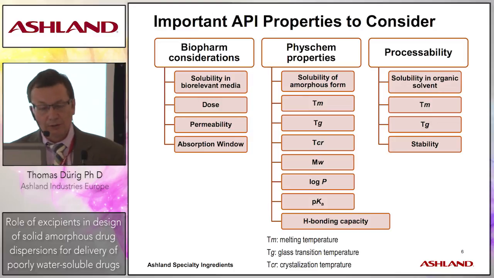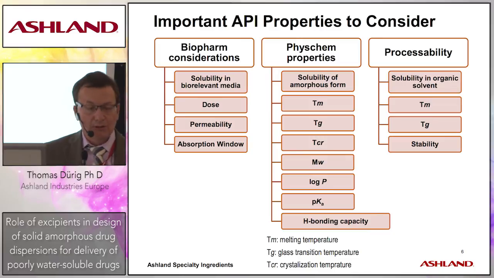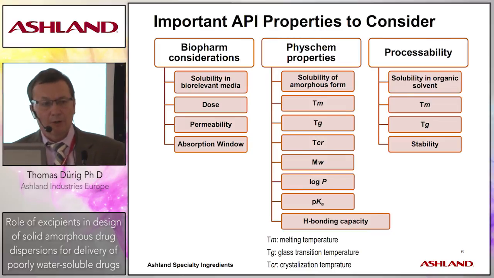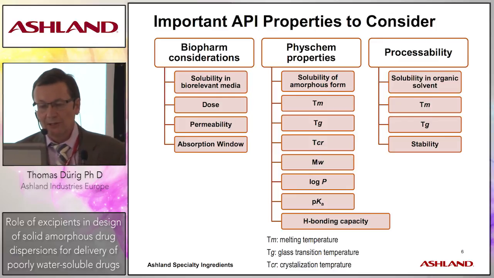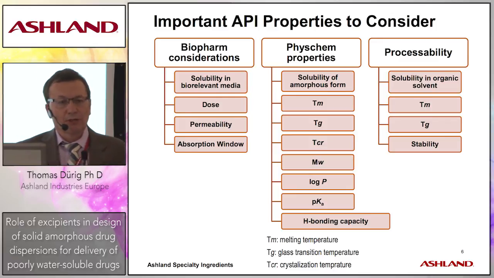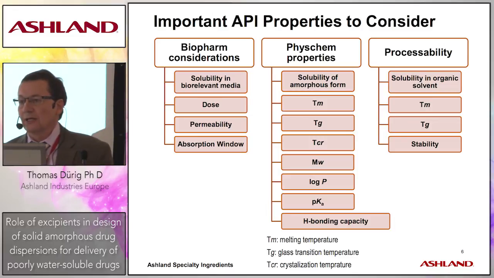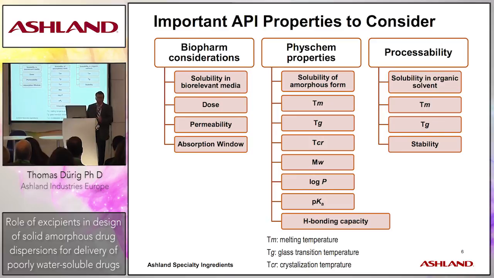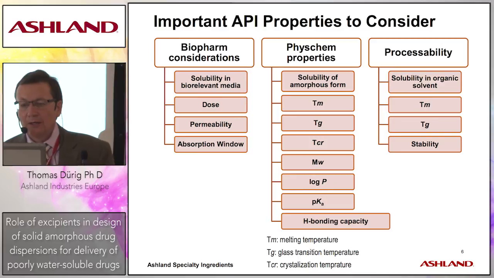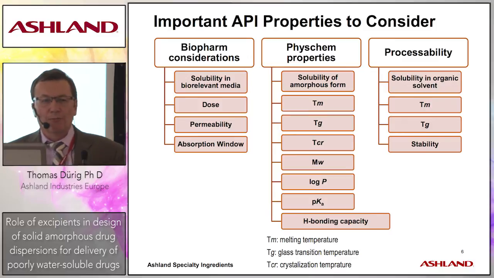Primarily, there's biopharmaceutical considerations. This would relate to the dose. How large a dose do we have to deliver? Permeability, as we just spoke, in terms of permeating across gastrointestinal mucosa, as well as absorption windows, because perhaps this drug is only absorbed in a limited part of the gastrointestinal tract because of some kind of active transport mechanism, for example.